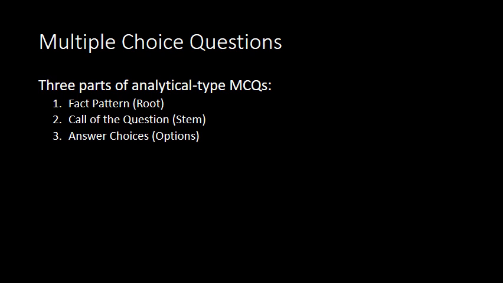So there are three parts of these analytical or bar type multiple choice questions. I think it's important to point these out because I'll be referring to these parts of the question throughout this video. So the first part is the fact pattern, which is sometimes called in testing parlance the root. The call of the question, sometimes referred to as the stem, and the answer choices, which are sometimes referred to as the options. I tend to call them the fact pattern, the call of the question, and the answer choices simply because I think these are more descriptive terms, something that we might call them every day.